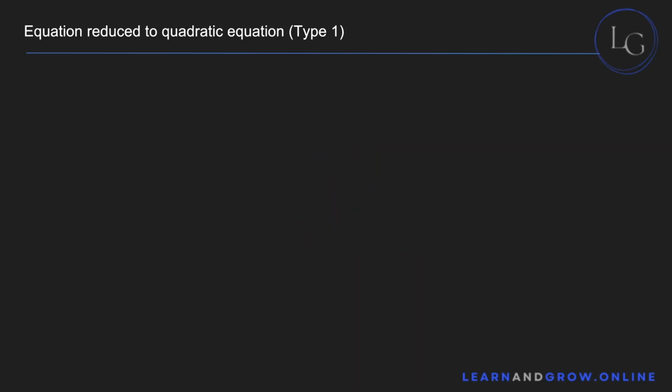Now, it's not necessary that you'll always have an equation in its quadratic form. In most cases, you'll have to convert an equation into its quadratic form to get the values you desire. So you have this equation here. Now see that the highest order of x is 4. It's not 2, so this is not a quadratic equation. So you must convert this into a quadratic equation.